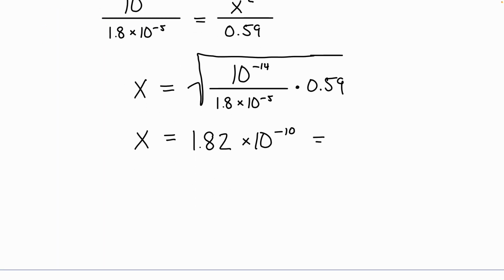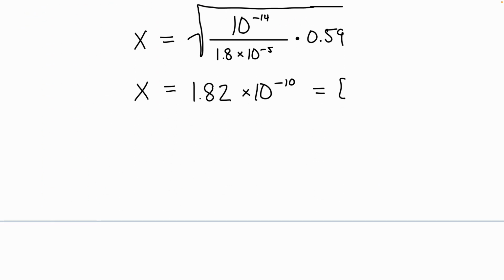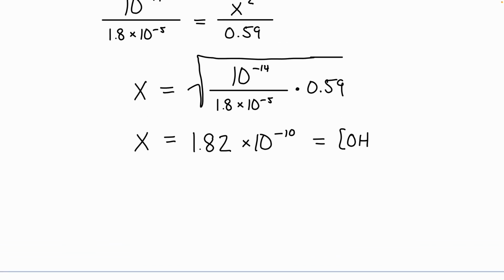But x is our concentration of what? Let's go back to our table. Hydroxide, because we were talking about a weak base. So I can get the pOH by doing the negative log of that hydroxide concentration.